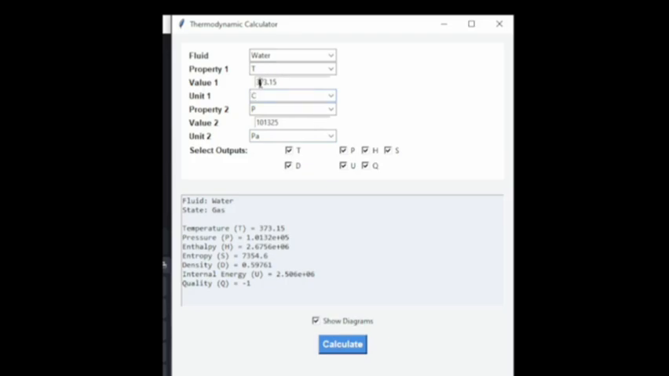So that's, we all know, 100 degrees Celsius. And the pressure is still this, but let's give it 101.325 in kilopascal. Let's see if it can convert to the standard units. So we are calculating again.